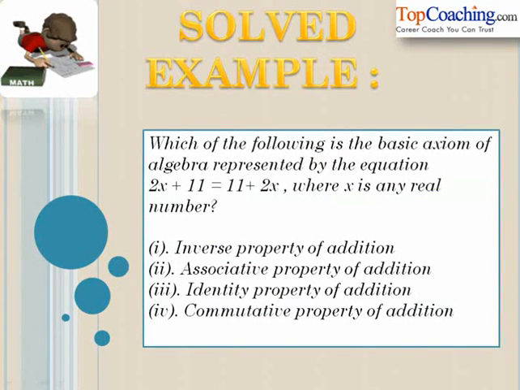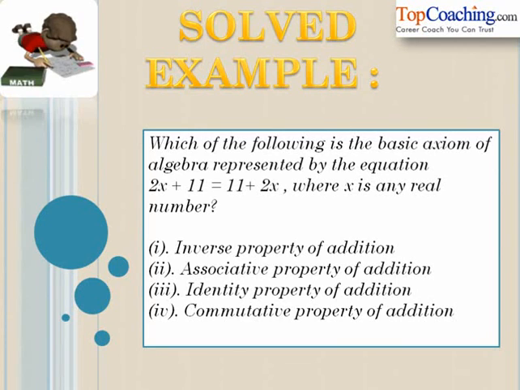Let's try to solve one more example. Which of the following is a basic axiom of algebra represented by the equation 2x plus 11 equal to 11 plus 2x, where x is any real number? Option number 1 is inverse property of addition. Option number 2 is associative property of addition. Option number 3 is identity property of addition, and option number 4 is commutative property of addition.